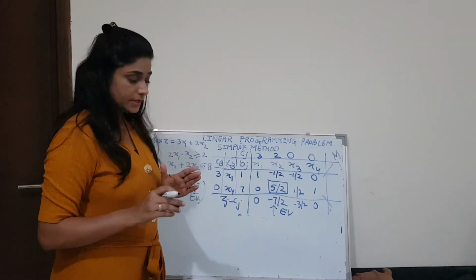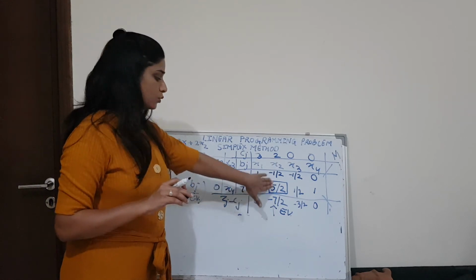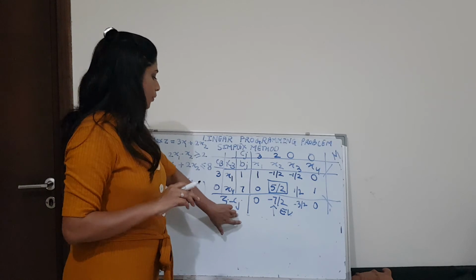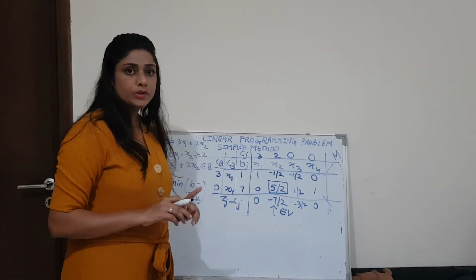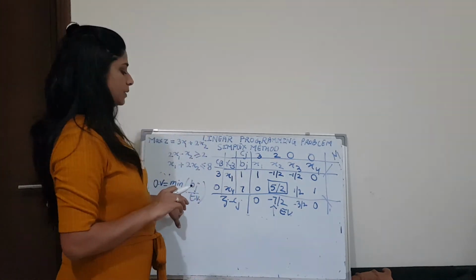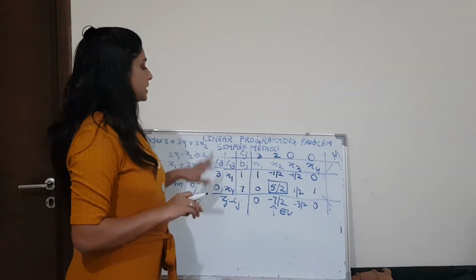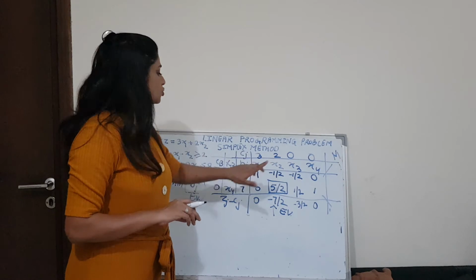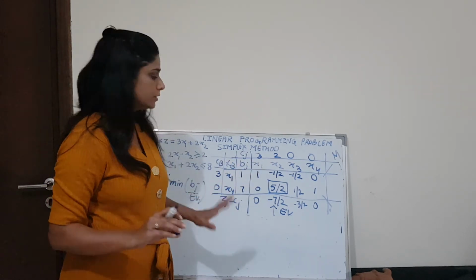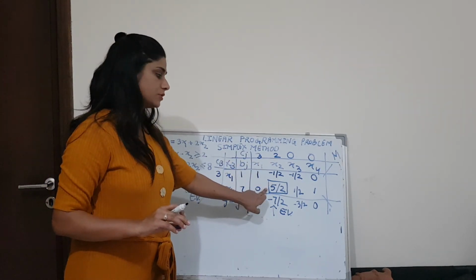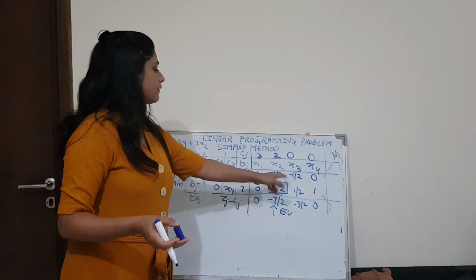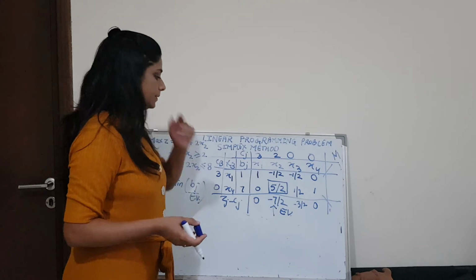I am repeating it again. Entering vector column is the most negative element of Zj minus Cj. Now we will find out our outgoing vector. Outgoing vector formula is minimum Bj upon entering vector. But we have only two entering vectors and one is negative. So negative value we will not consider. So we have only one entering vector, so this is the only outgoing vector. So we have made a box here.